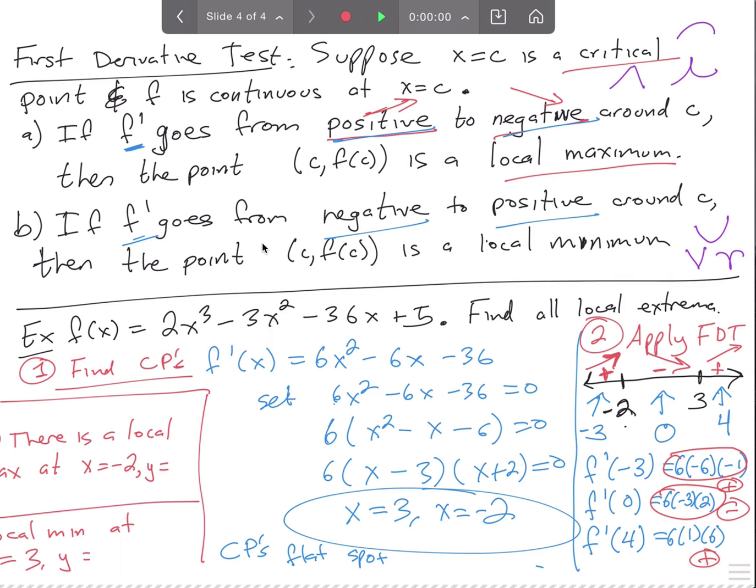So does that make sense? Any questions with that? Does the idea make sense? Okay, I'll take silence for yes. Crystal clear. What's the y value? Did anybody find this? If I do 2 times minus 2 cubed minus 3 times minus 2 squared minus 36 times minus 2 plus 5, what is that? Anyone? 53? Sure?